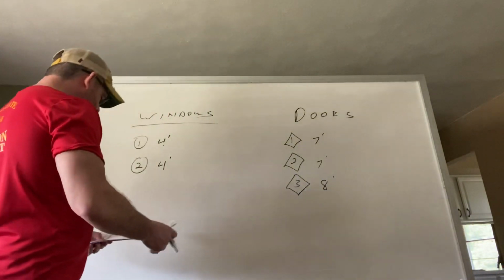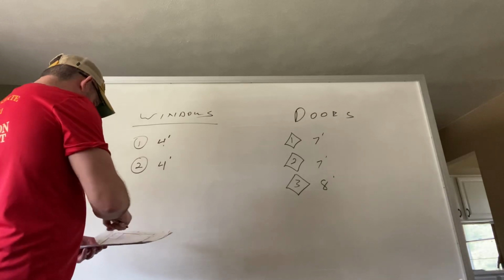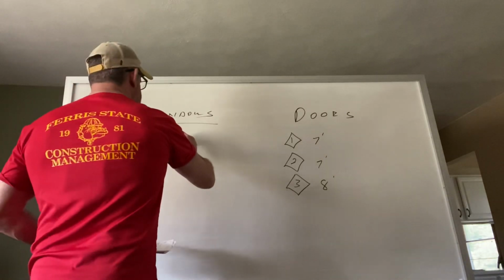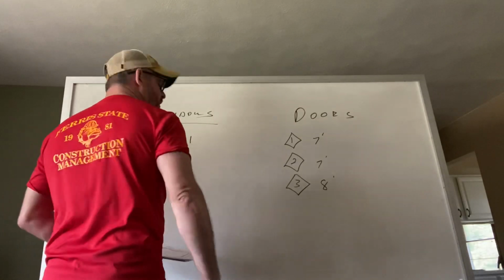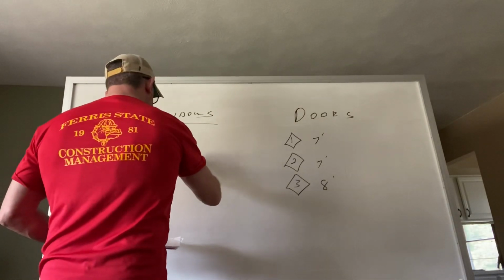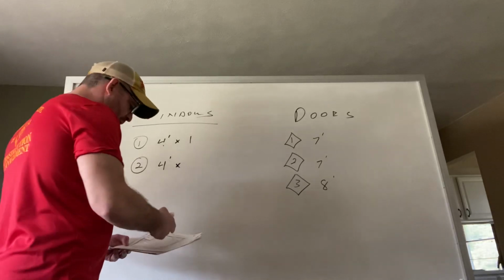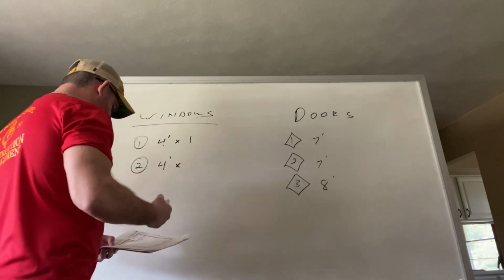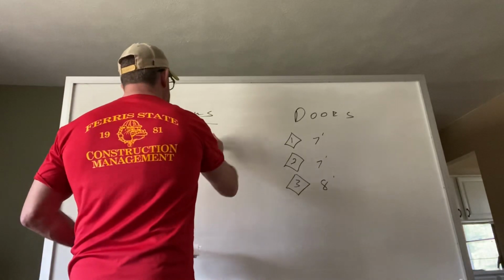Okay, to our windows, I have window number 1. Let's see, I look at my print and I see I have how many of them? I have 1. So 4 foot times 1. Okay, I look at my window number 2, I can see I have several. I've got 1, 2, 3, 4, 5 of them. I've got 5 window number 2.